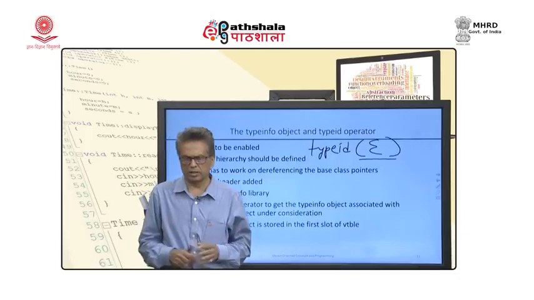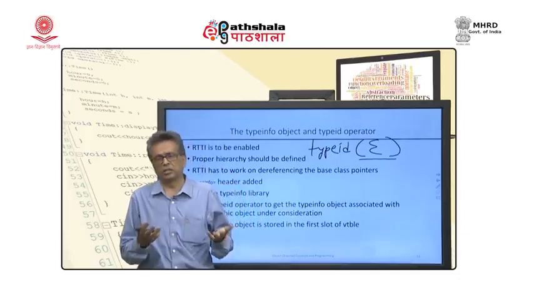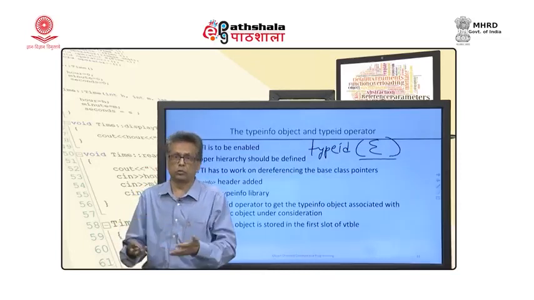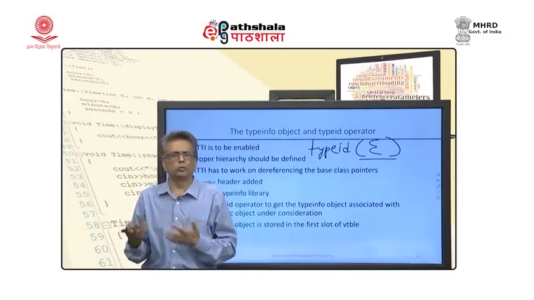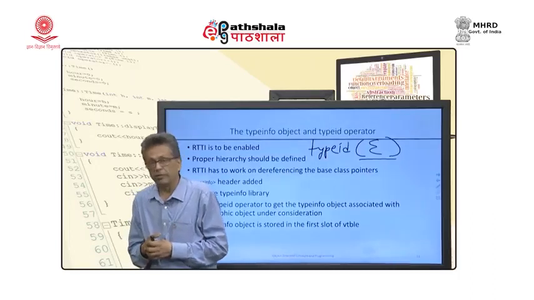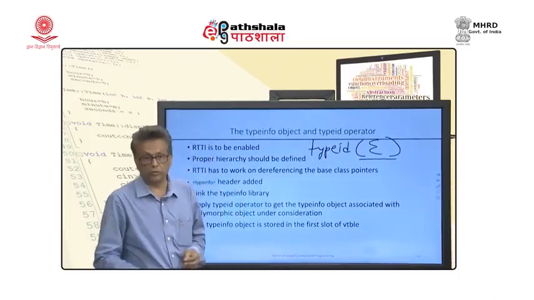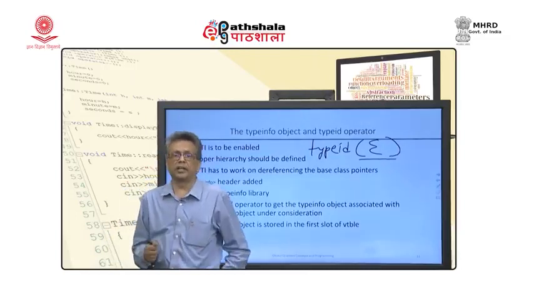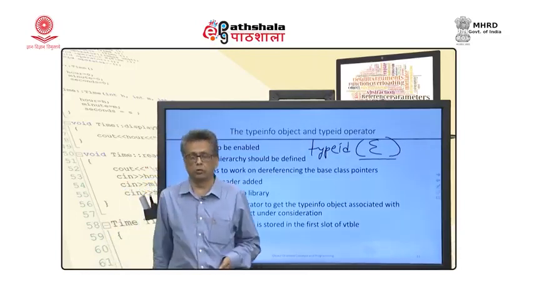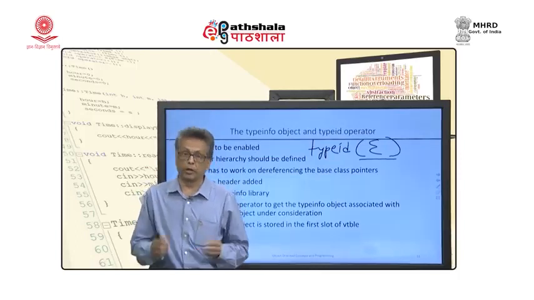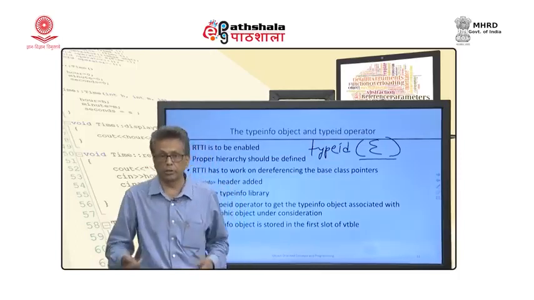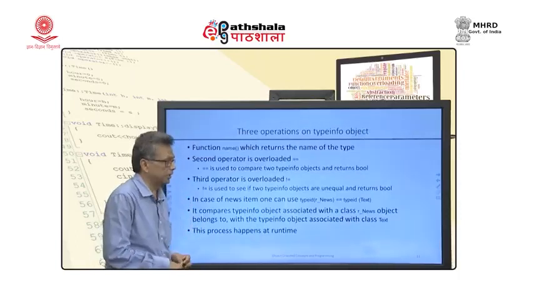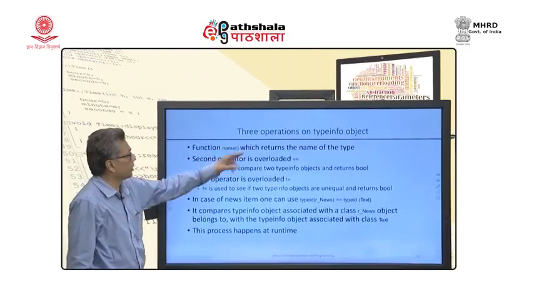I will not be discussing that, but as I said, you need to have the type_info object associated with that class. You will have to store it somewhere, and compilers usually store it in the virtual table where it stores virtual functions. In most cases, if you enable RTTI, a V table is generated even if you do not use virtual functions, because the virtual table is used to store the RTTI type_info object. There are 3 operations possible.